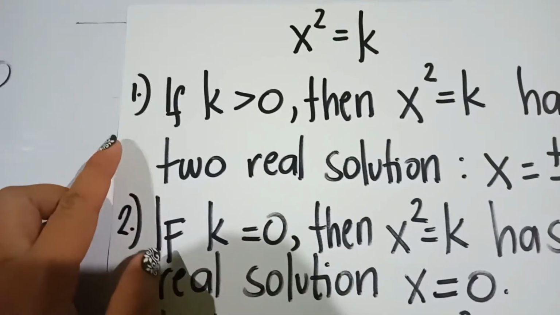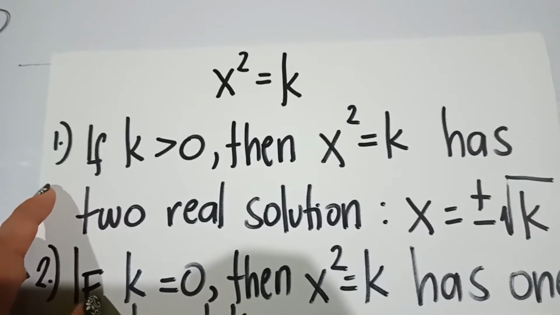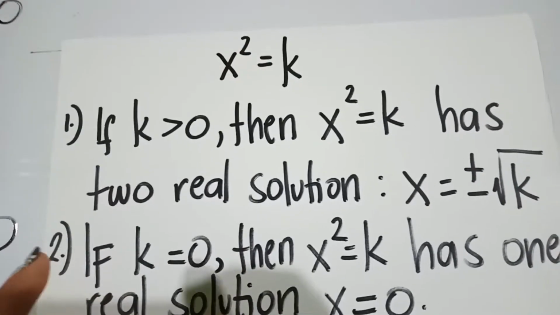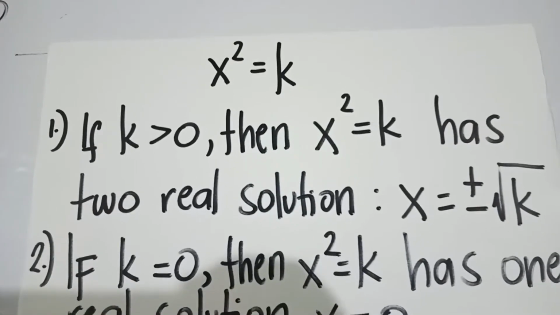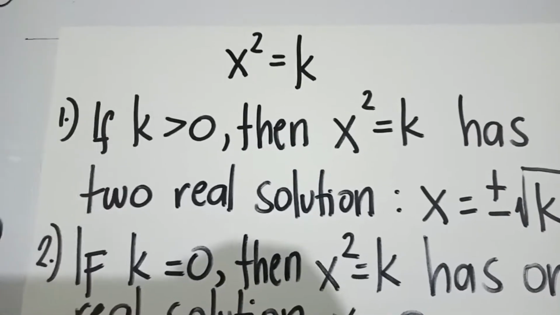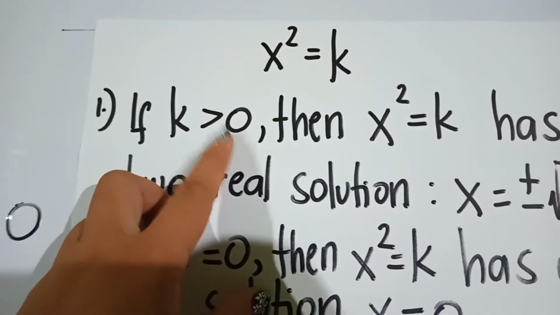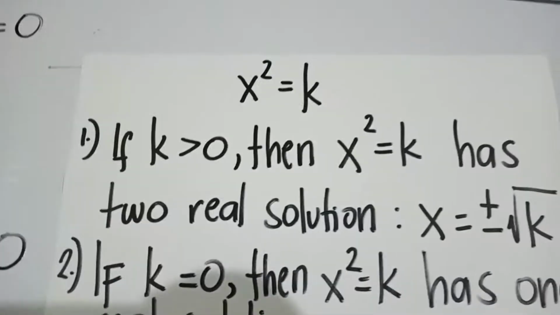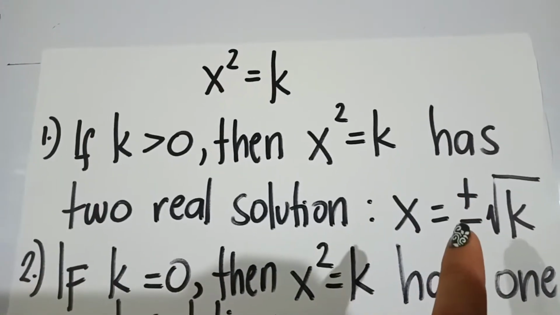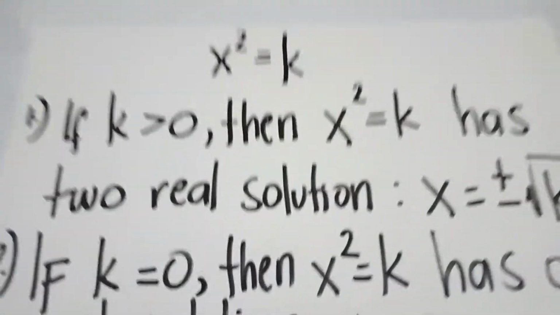So first one, if k is greater than 0, then x squared is equal to k has two real solutions, which is x is equal to plus or minus the square root of k. So kapag malaki daw ang value ni k kay 0, therefore alam ninyo na dalawa ang solution yan. So that is positive or negative square root, kung ano man yung value ni k na makuha natin.